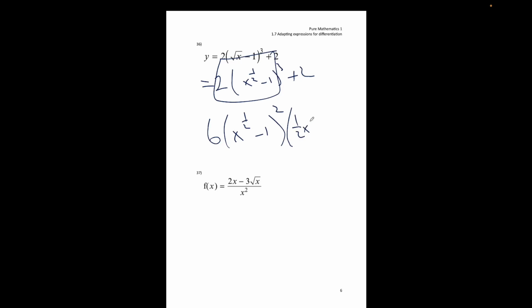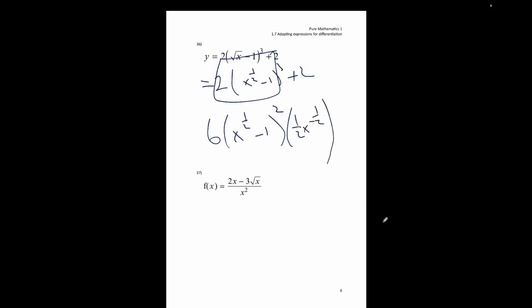Number 36. This could be a typical exam scenario. Well, isn't that the same thing as, we could in theory do this the long way, right? Plus 2. What a mission, right? No. This is a special case now, isn't it? It's just the same thing as doing 2 bracket x to the power of a half minus 1 to the power of 3 plus 2. And this individual component, isn't that just a special case? 2 times 3, 6 bracket x to the power of a half minus 1 to the power of 2 times the whole thing by a half x to the power of negative half.